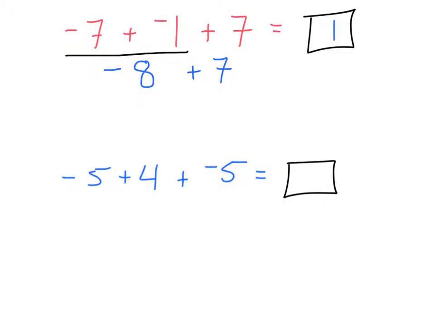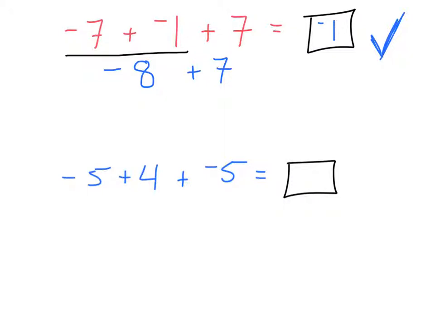Now we try to find the absolute value of each integer. So the absolute value of negative 8 is just 8, and the absolute value of positive 7 is just 7. So which one is larger? The absolute value of this is 8, so that one is larger. And this one is a negative, so our answer is also going to be negative. So our answer is negative 1.